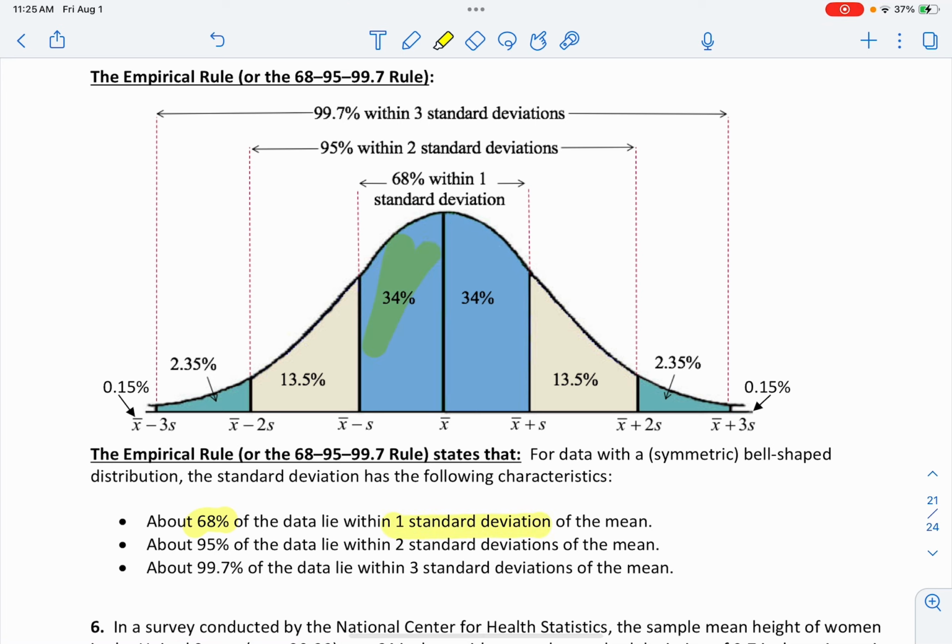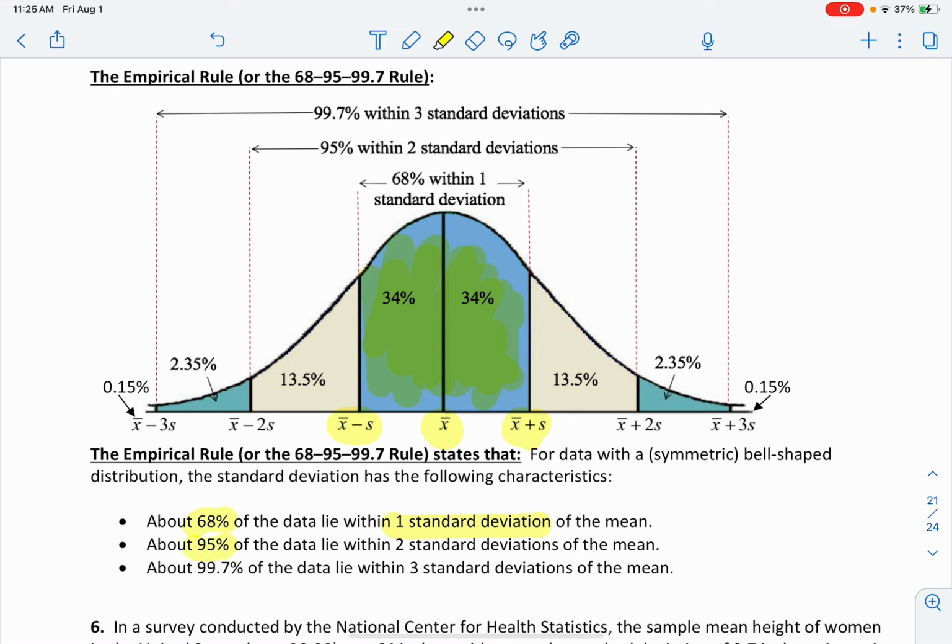That's these blue segments here, right? So the mean is always in the middle. If you add the standard deviation, you get this line. If you subtract the standard deviation, you get that line. And the data values, how many there are, is a total of 68%. Even more specifically, 34% on each side of the mean.